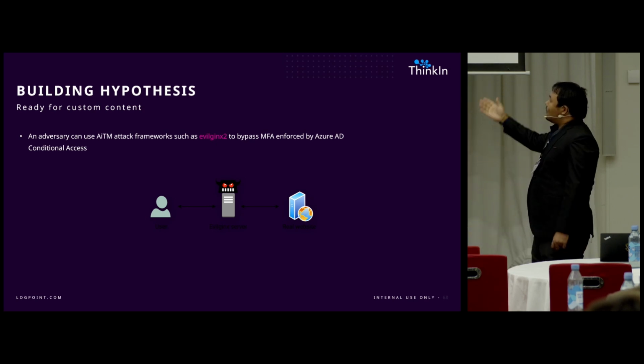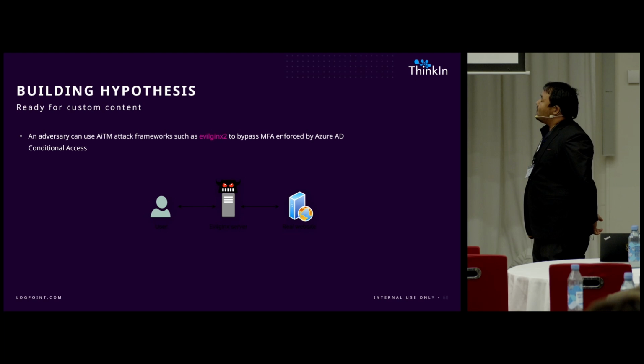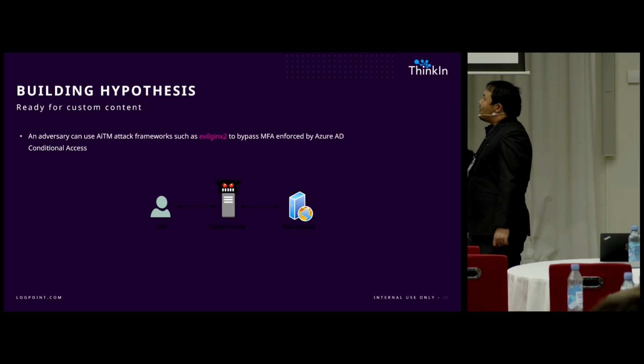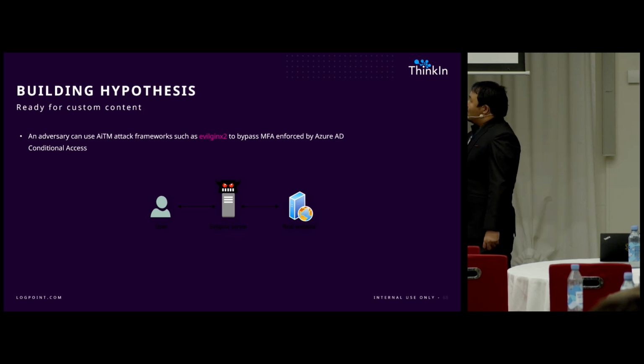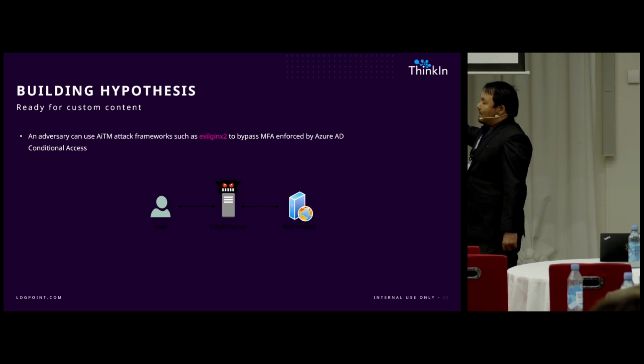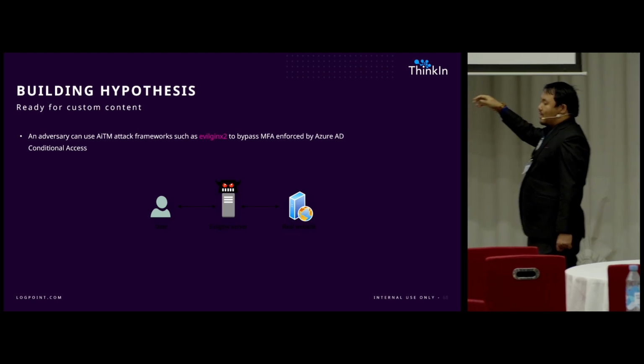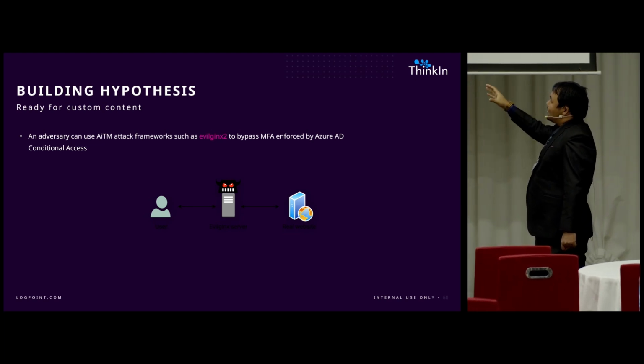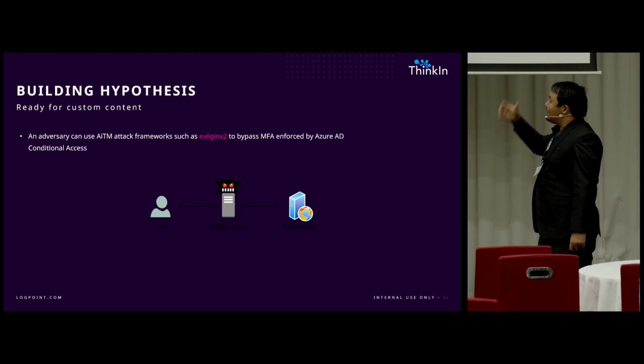So here is one of the most popular tools, EvilJinx 2. It's on version 2 already. A very popular open source tool. It can directly proxy the connection so that the attacker's MITM server will be in the middle, proxying the connection between your identity provider and the endpoint, so that you will see that you are authenticating with the real server. The MITM will just proxy the connection.